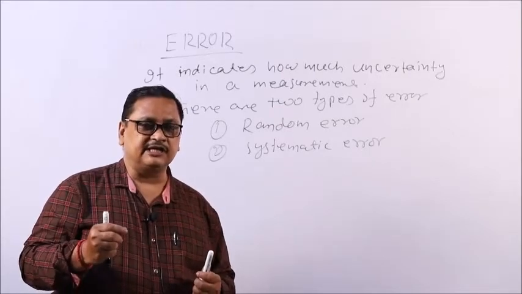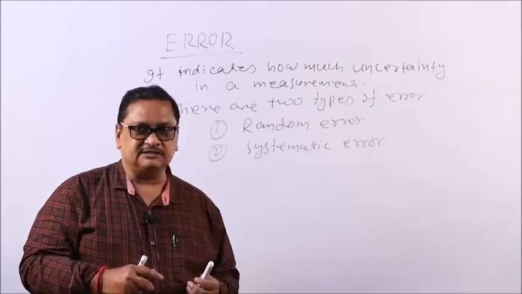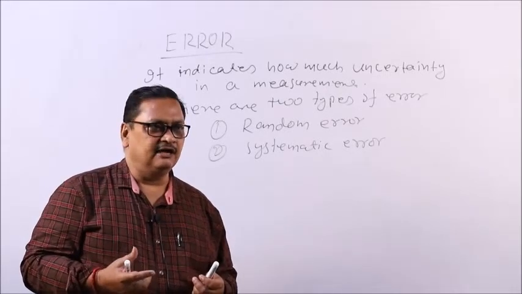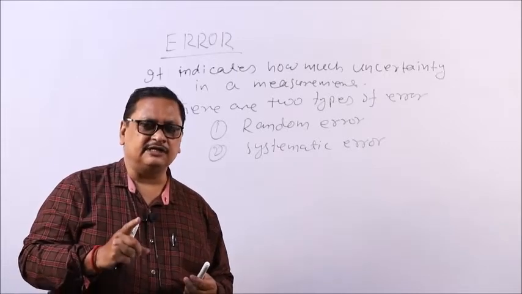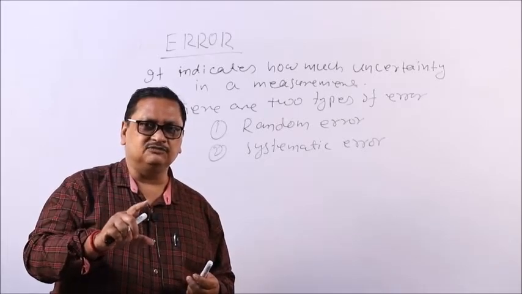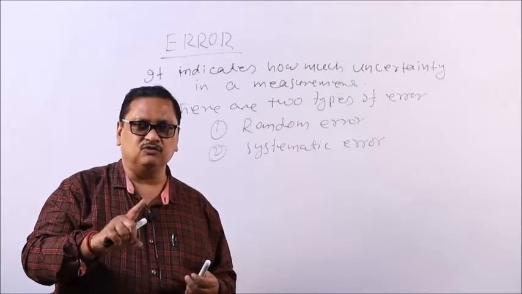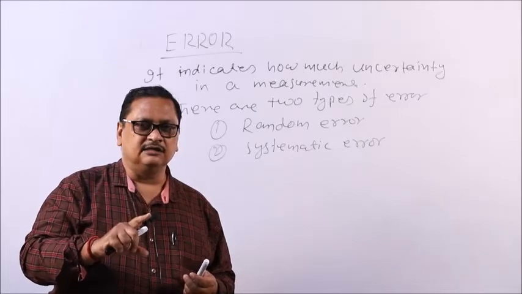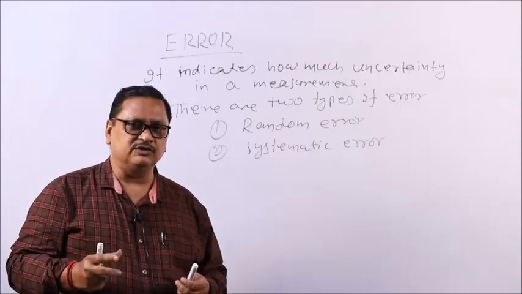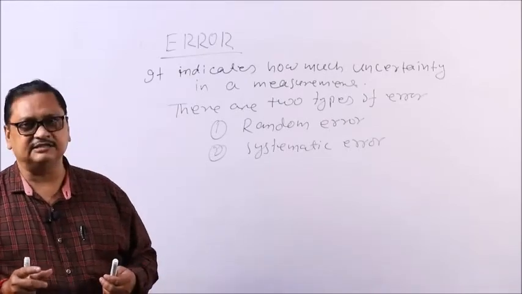Suppose you are taking measurements in the laboratory with a slide caliper, screw gauge, spherometer, voltmeter or ammeter, and you are taking readings carelessly. Suppose in an ammeter the pointer is between 1.1 and 1.2, and you carelessly take the reading as 1.1 or 1.2. That is known as gross error. So, error due to carelessness is known as gross error.